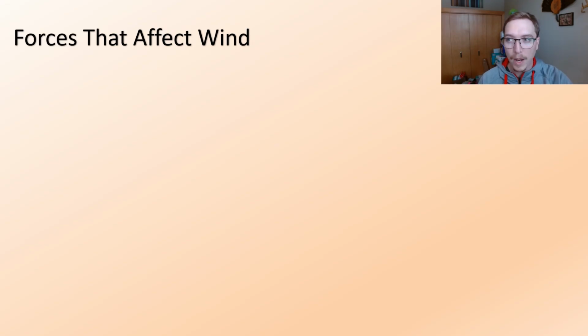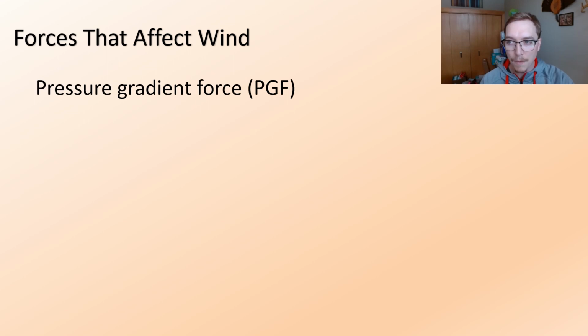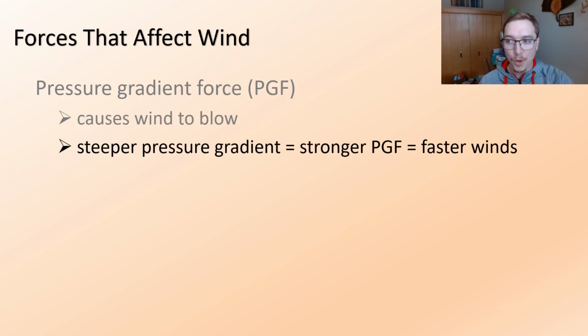So the pressure gradient force is one of the main factors affecting wind. It causes wind to blow, and the steeper the pressure gradient, the stronger the pressure gradient force, and the faster the winds.